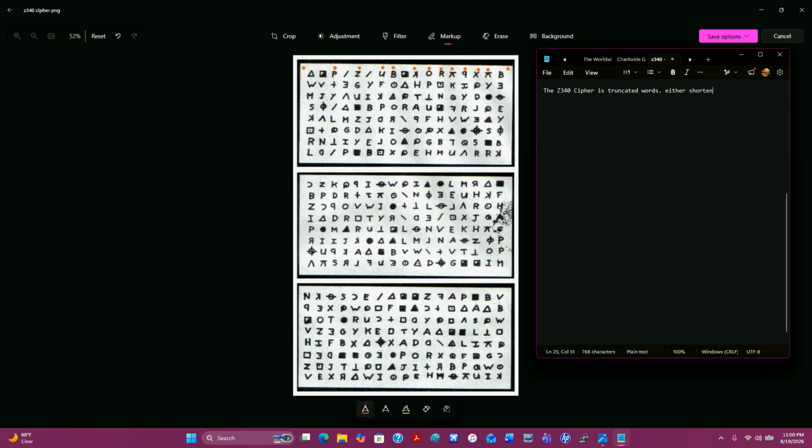Either shortened or missing letters and vowels, just like we saw on Wheel of Fortune. So we have these lines separating these three letters, which to me says that we have three words here.